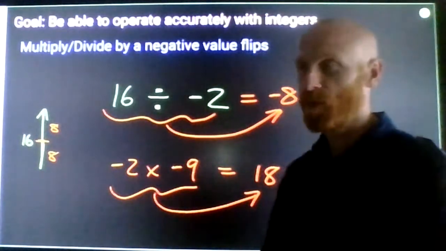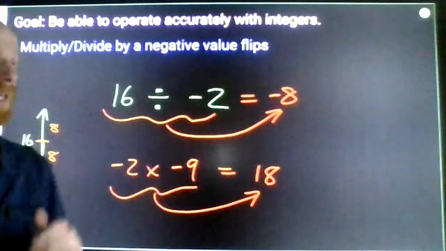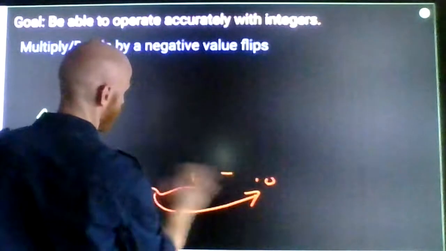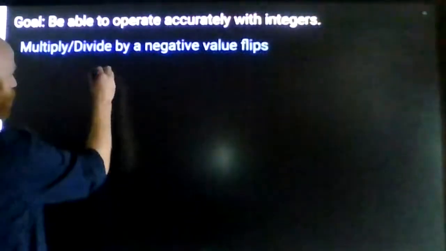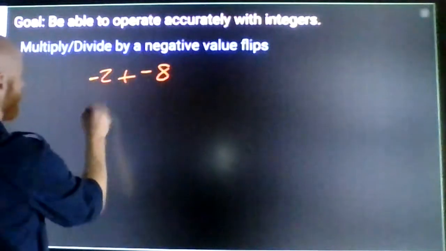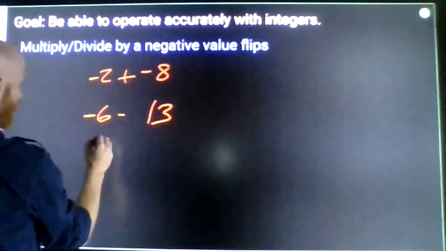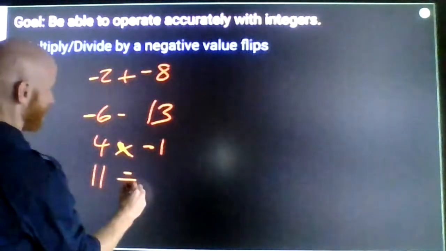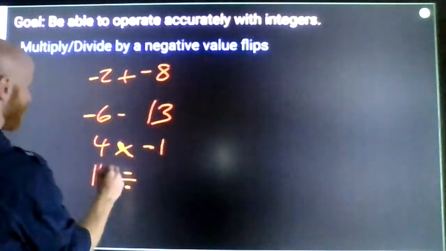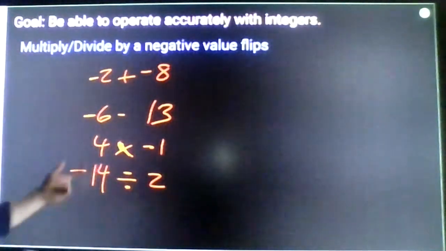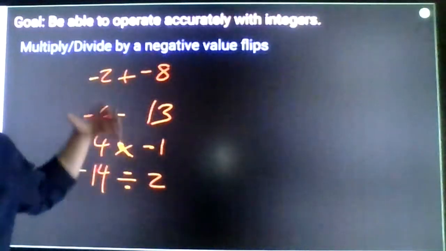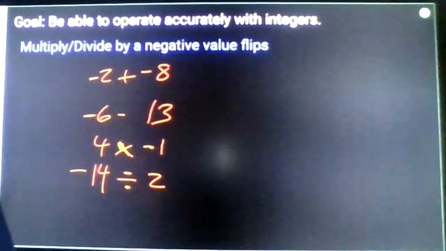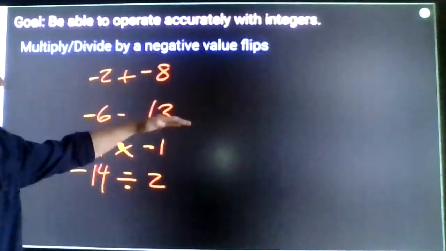Integer operations. Best thing you can do to prepare for the integer operations quiz for me is take a sheet, random problems, either printed by me or you could make it up yourself, right? You just do negative 2 plus negative 8, negative 6 minus 13, 4 times negative 1, 14 divided by 2, make that a negative. All right, anyway, random list, okay? Problems either given to you by me, given by somebody else, make them up yourself. Try to do them all without a calculator.